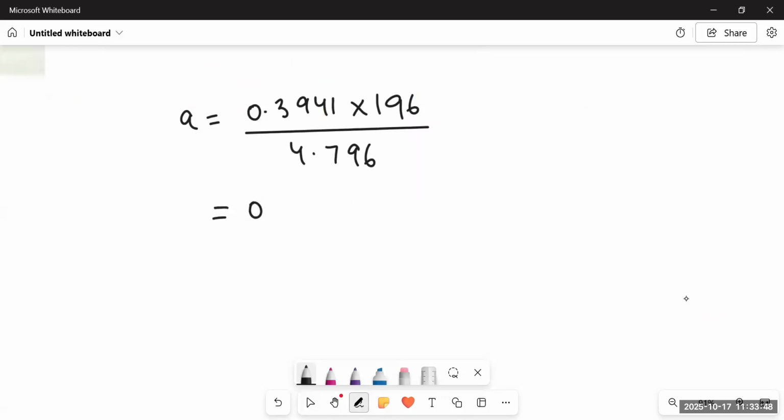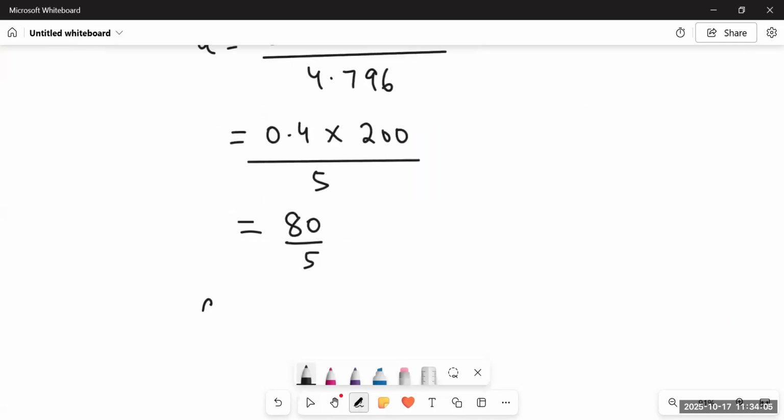The first one would become 0.4, the second one would become 200, and the third one would become 5. Right? So 0.4 times 200, so 4 into 20 is equal to 80. 80 divided by 5 is equal to 16. So A is equal to 16. This is the estimated answer.